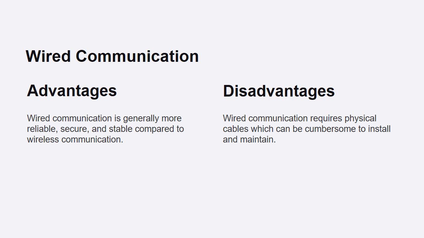There are certain advantages and disadvantages of wired communication. Wired communication is generally more reliable, secure, and stable compared to wireless communication. One disadvantage of wired communication is that it requires physical cables, which can be cumbersome to install and maintain. Certainly these are more reliable and secure, but at the same time it is very difficult to install and maintain because it includes physical wires for communication.